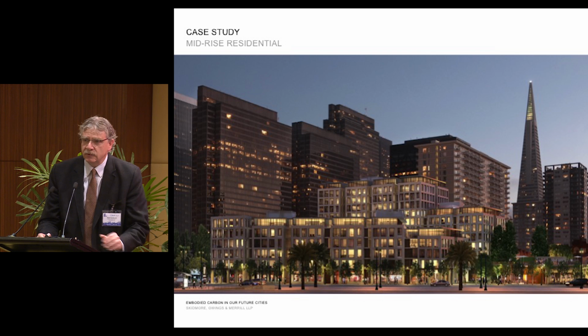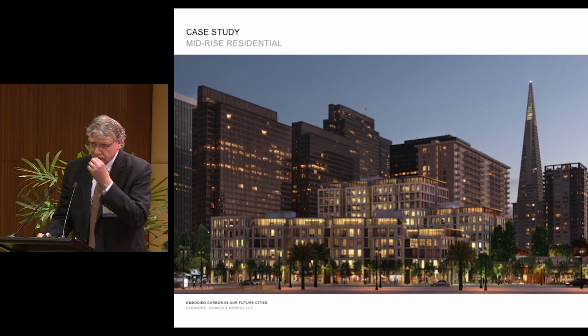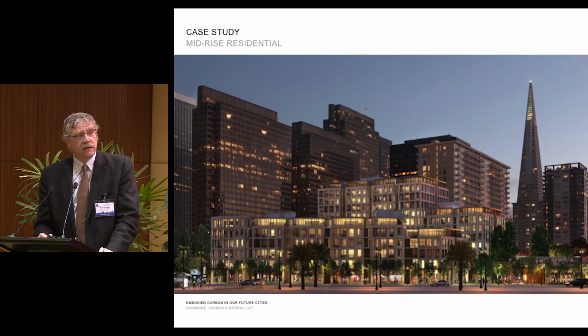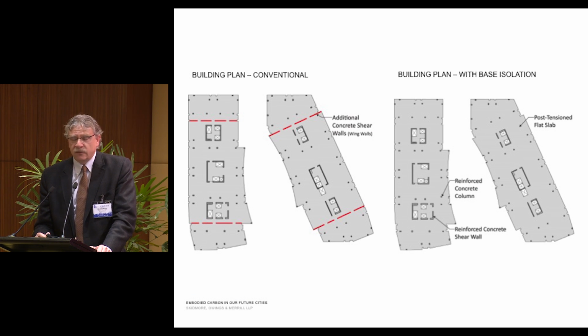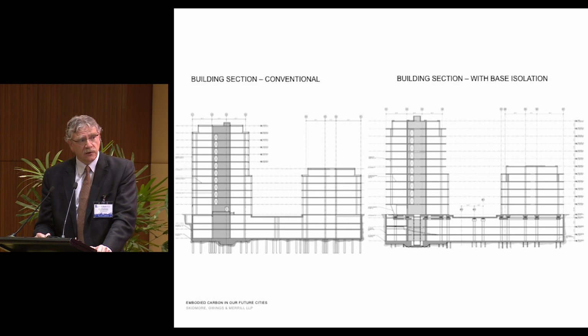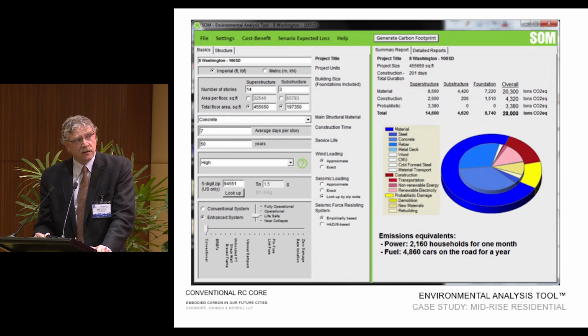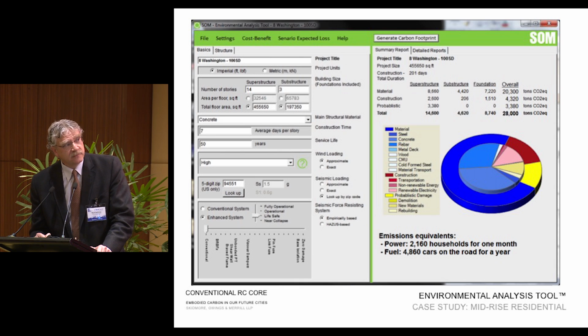So if you take these two case studies that I'll show you, one's a shorter building and one's a taller building, and you apply these ideas, we'll see what we find. If you consider the structure as a conventional building, shear wall building with a flat plate as a baseline, and then consider it with an advanced system, a seismically isolated system. The building's located in San Francisco. And you look at the building in section, it's fairly similar. The basement's a little bit deeper with a seismic isolation system. But more importantly, what does it mean to carbon?